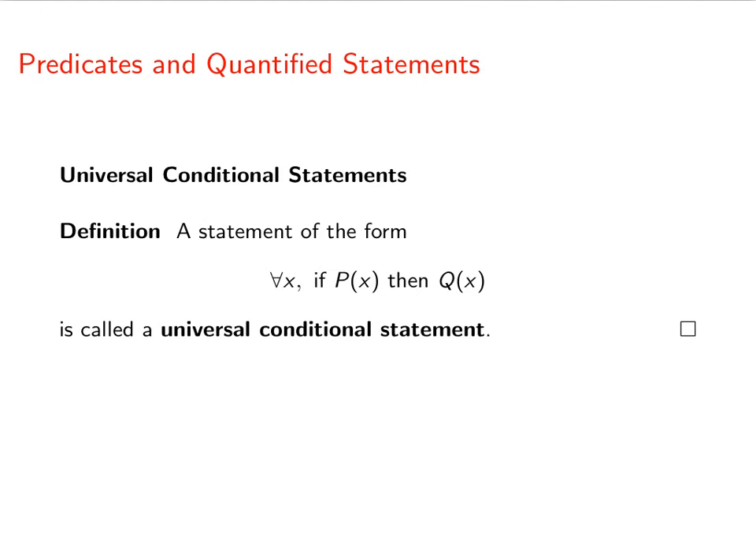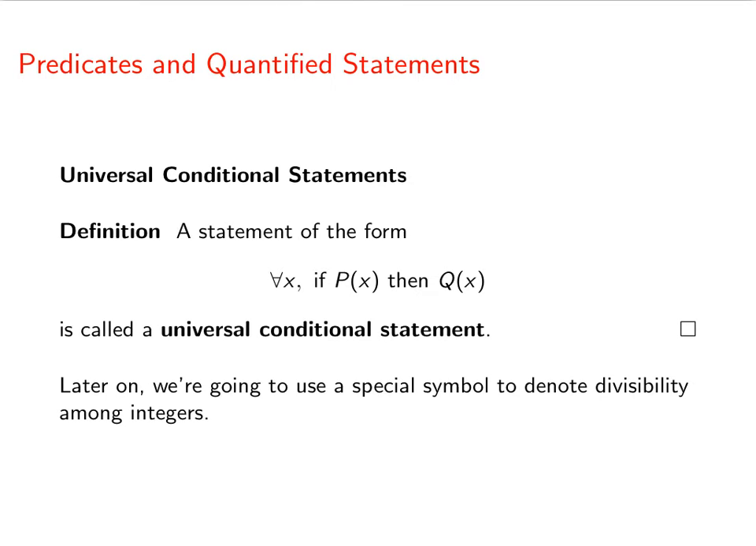Hello, discrete math fans. We're going to talk about universal conditional statements. So any statement that looks like this, for all x, if p of x, then q of x, that's called a universal conditional statement. We've talked about this before, but we haven't used this quantifier symbol, for all.